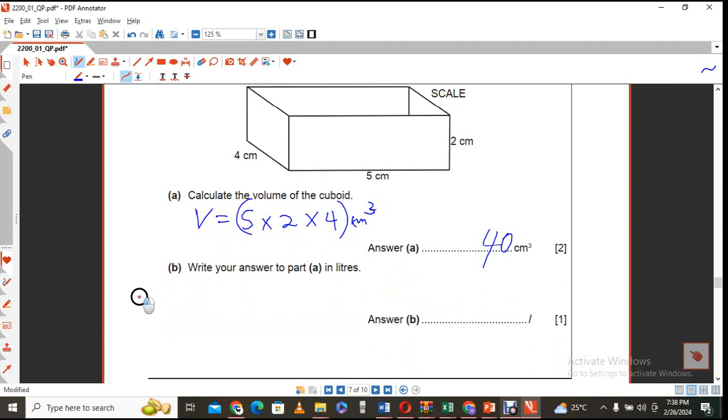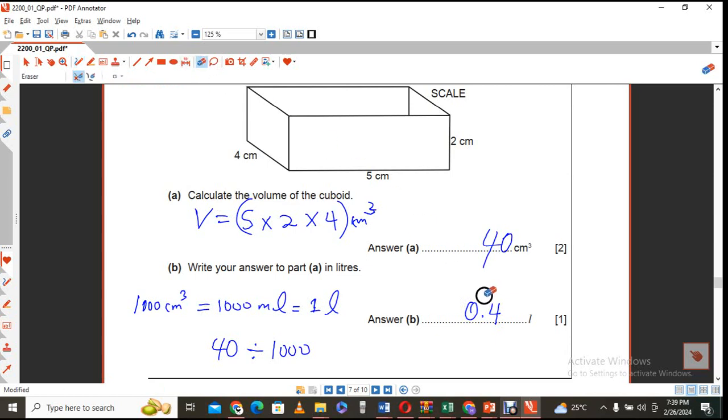So we expect you to know one fact, that 1000 cubic centimeters is equal to 1000 milliliters, and that is equal to 1 liter. So what you're going to do is change this 40 by simply dividing it by 1000. So the comma must move 3 places. Okay, so the answer is not 0.4 but 0.04 if you were to do that.